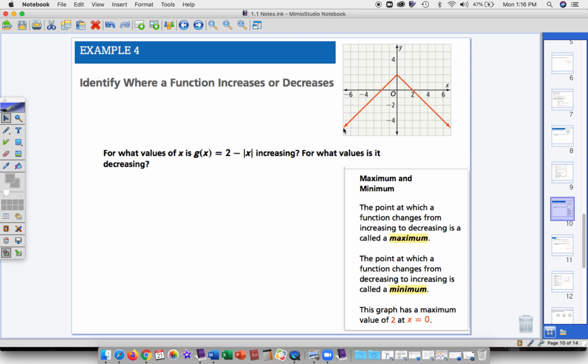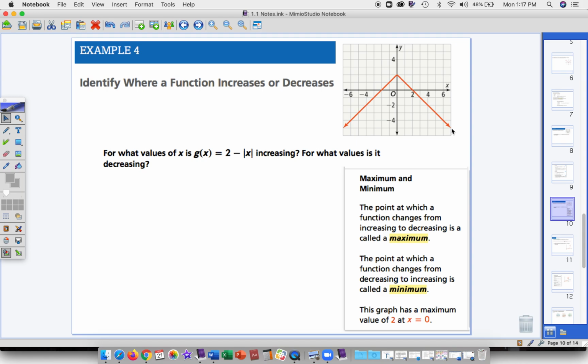On this particular graph, as we go from left to right, the y values are getting larger and larger. Don't pay attention to the arrow, even though it's pointing downward; we're looking at what's happening. As I get closer and closer to the y-axis, the y values are going up. They're increasing. Now, on the other side of the y-axis, as we continue going to the right, the y values are getting smaller and smaller. They're decreasing.